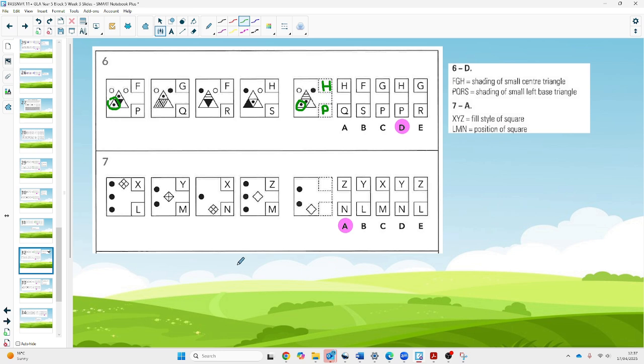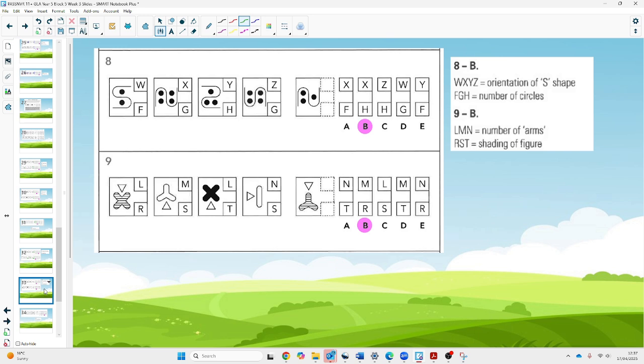Question 7, the fill style of the square is important here. So we need to have a Z, because as you can see our square is blank. And then the bottom one is the position of the square. So as ours is at the bottom, we're going to need to match it up with this one here. Therefore it's an NZN.